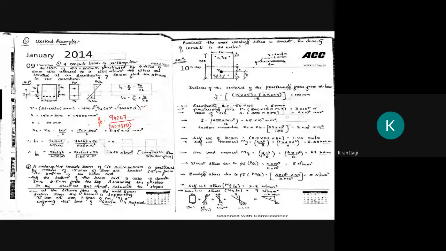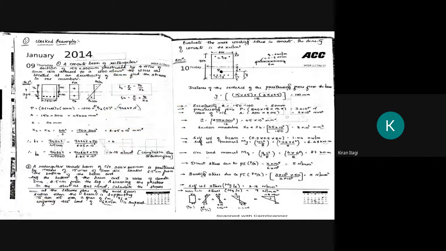Okay. Now this is the top fiber, therefore the stress will be minus. P is how much again? 94247 multiplied by E. E here is directly given, that is 50 mm, divided by Z, just now we have calculated, that is 2.25 into 10 power 6. Therefore, on calculating here, you will get the value of the top fiber as 0.